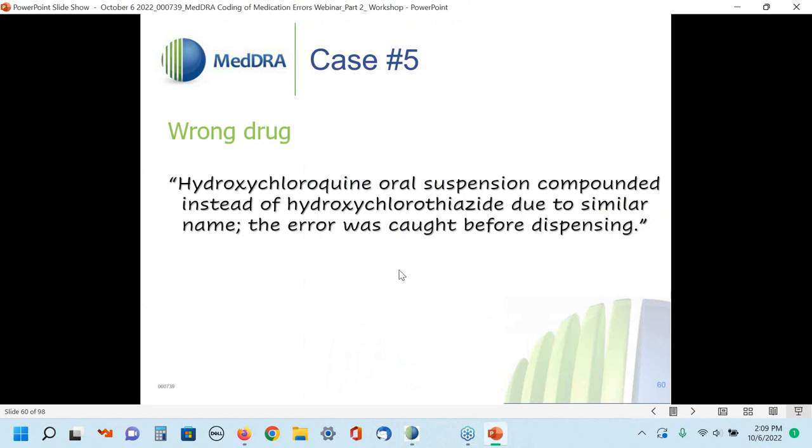But before doing that, for me, there are three things here that are important. One is that a wrong drug is in play here. This was supposed to be hydroxychlorothiazide, but instead what was compounded was hydroxychloroquine. So this is a wrong drug involved in this scenario of potential errors. It was due to similar names. That's the second important concept as to why this occurred. And the third was there was an error, but it was caught before dispensing. And the actual error itself occurred during the preparation of the product.